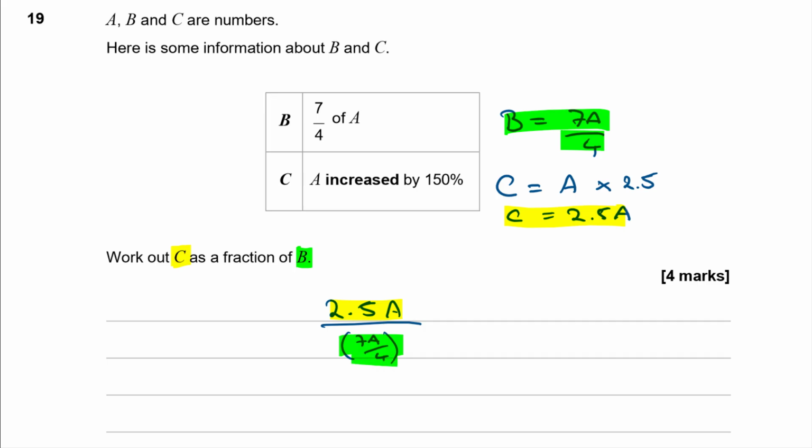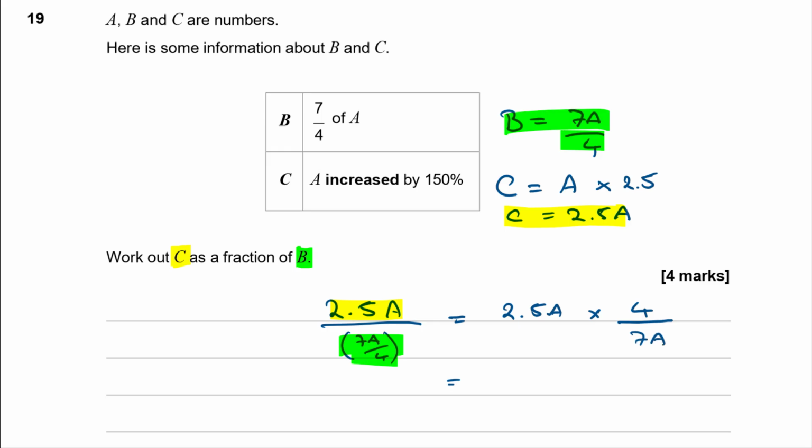Okay, so I don't really like fractions with 3 levels like that. Probably better to rewrite that, because we're dividing something by a fraction. Perhaps it's better to KCF, keep, change, flip. So I'm going to keep the 2.5A, I'm going to change that divide into a times, and I'm going to flip the fraction over. So it's going to be 4 over 7A like that.